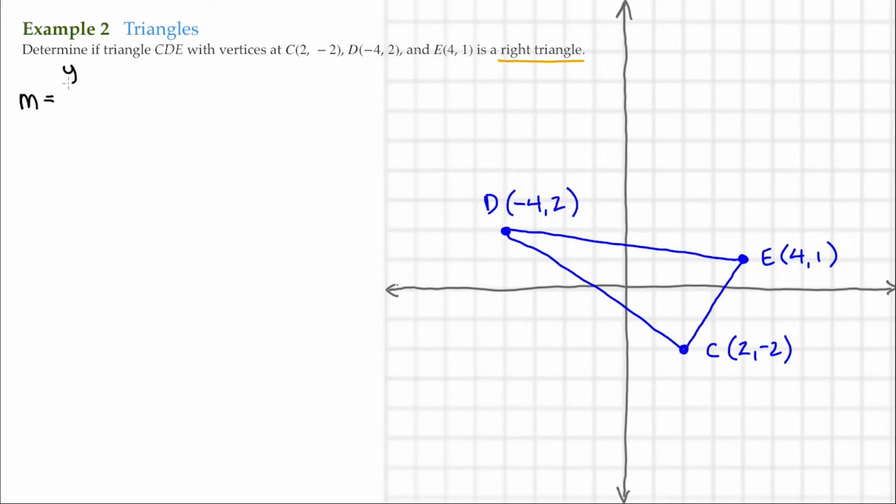That's y sub 2 minus y sub 1 over x sub 2 minus x sub 1. So I'll label maybe this coordinate x sub 1, y sub 1, and this coordinate x sub 2, y sub 2. And it doesn't matter which coordinates you label as x sub 1, y sub 1. The slope will always come out to be the same. So we'll find the slope of this segment here, segment DC.